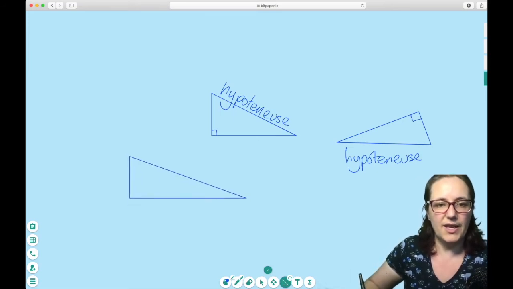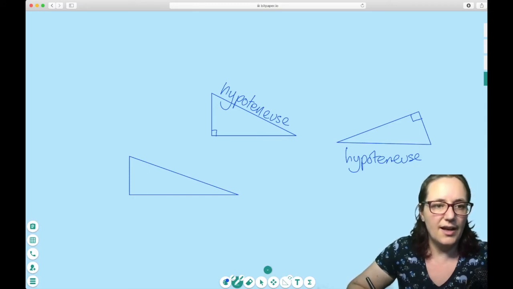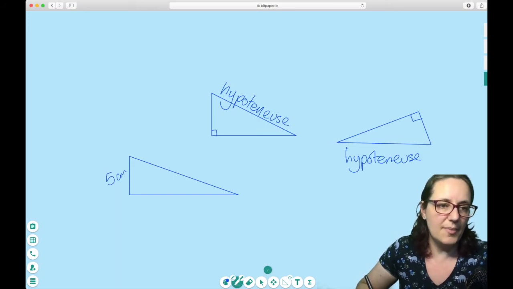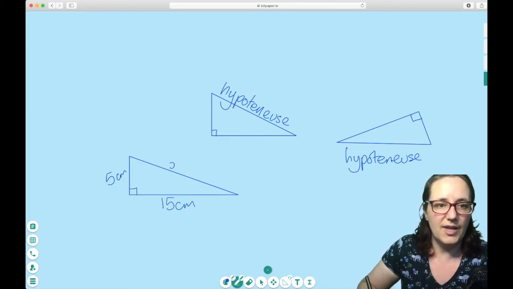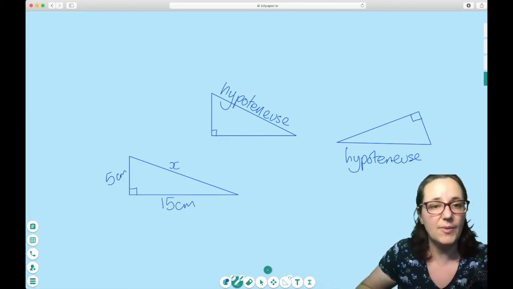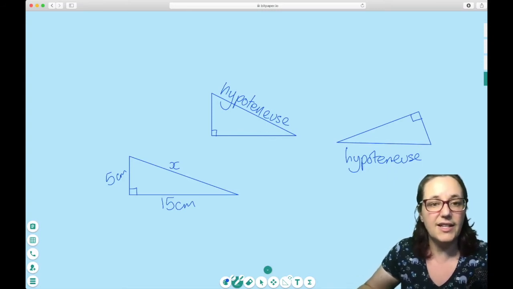So here's a triangle I'm actually going to do some calculations with. I am going to have that this is 5 centimetres. This can be 15 centimetres. My diagram is not to scale at all. And I would like to know this. The very first question I ask myself is, do I want to find the hypotenuse? In this instance, I do.